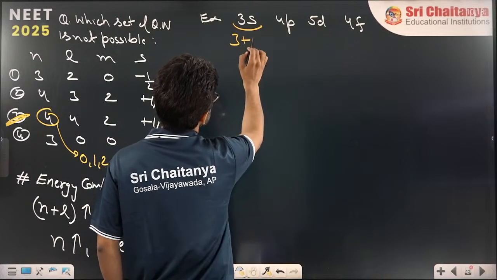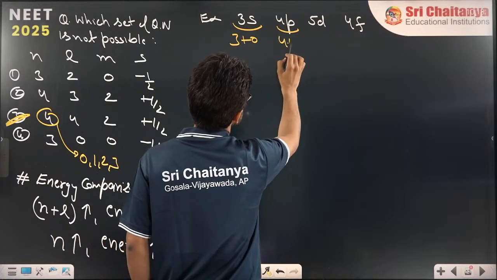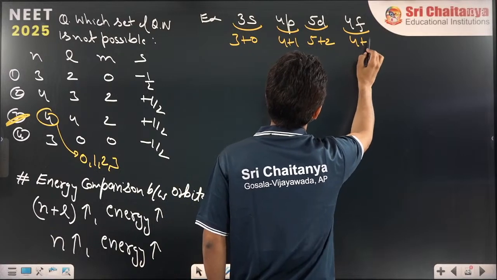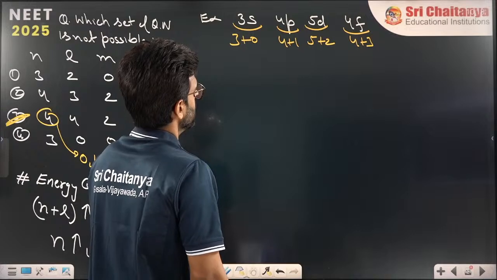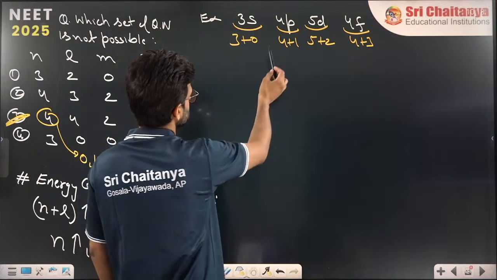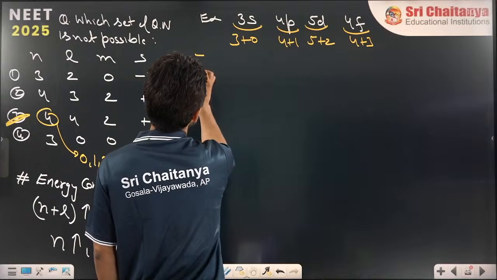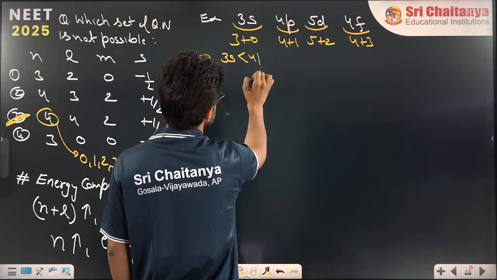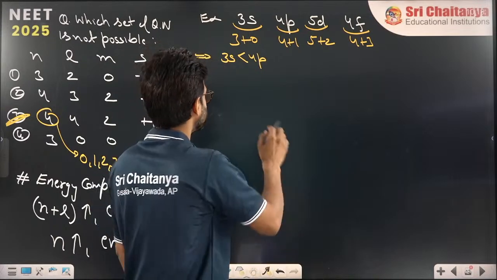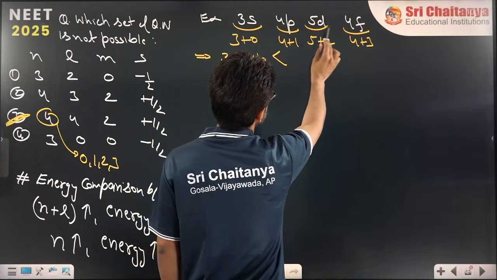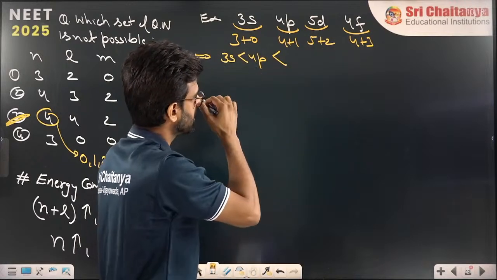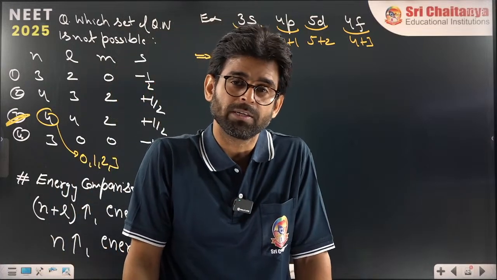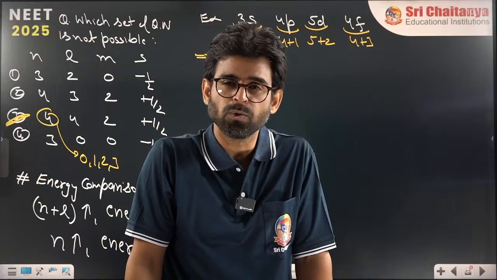So in this case, what is the n plus l value? 3 plus 0. 4 plus 1. 5 plus 2. And 4 plus 3 is 7. If we compare energy, which one has the minimum n plus l value? 3s. Then 4p. Next, 5d and 4f. Both have n plus l value 7. So if n plus l is the same, who decides the energy level?